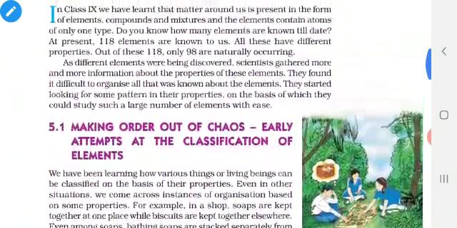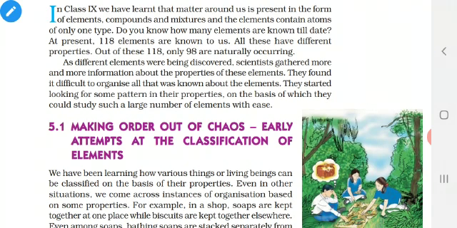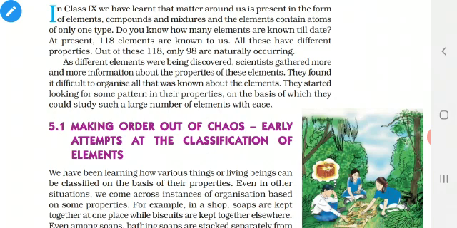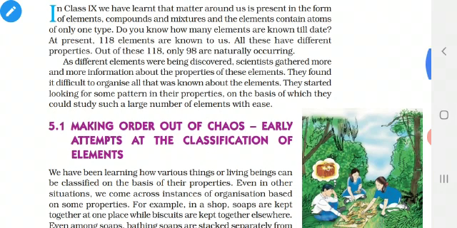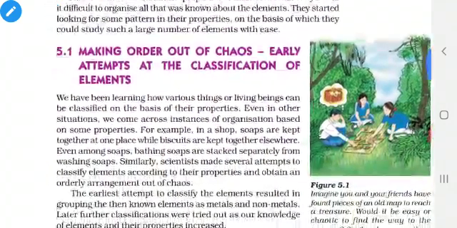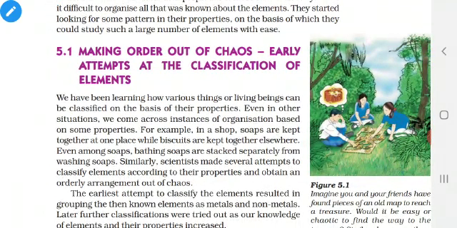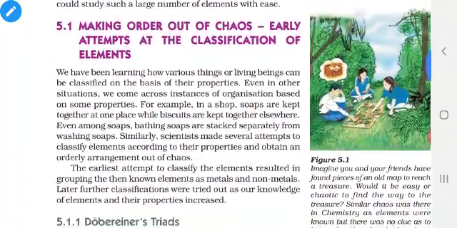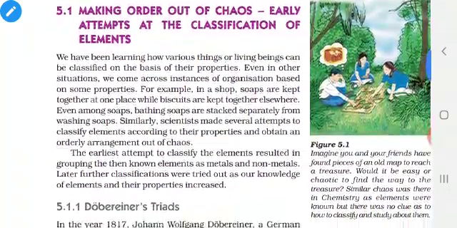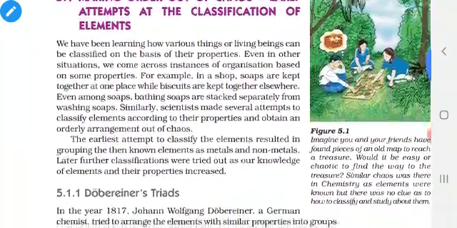So what we have learned in the introduction: out of 118 elements, 98 are naturally occurring, and other elements are synthetically prepared. Then what are the scientists doing? They have to organize these elements, and for that they are looking for a pattern. Then come to the topic 5.1, Making order out of chaos. What is meant by chaos? Chaos means some confusion.